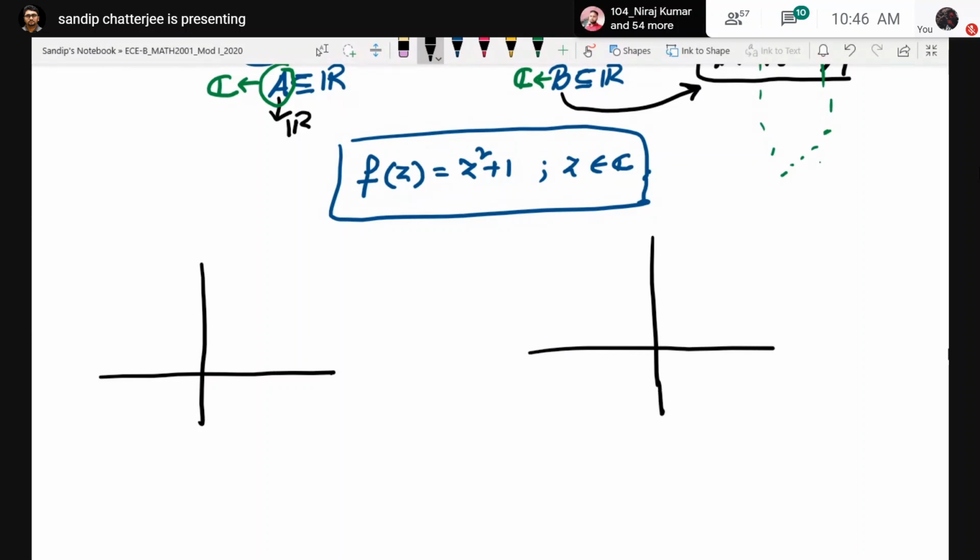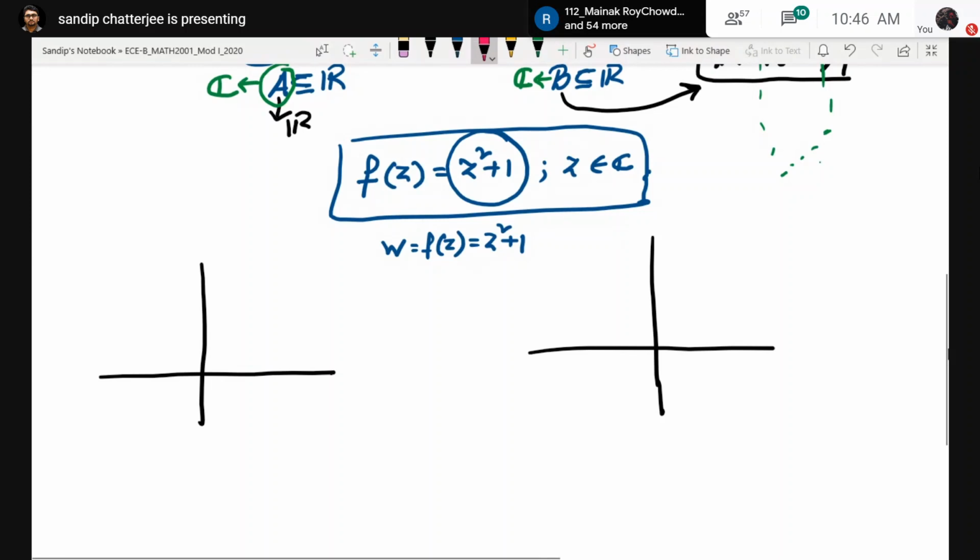Now, if I consider this f(z), since this whole thing will be another complex number, let us denote that by w. And I'm denoting the function as w equal to f(z) equal to, say, z square plus 1. So let us consider this is my w. This is another complex number. So my domain variable is z, my codomain variable is w. So I am considering this plane as the z plane and this codomain plane as the w plane.